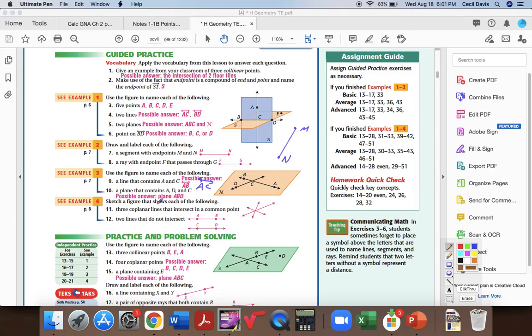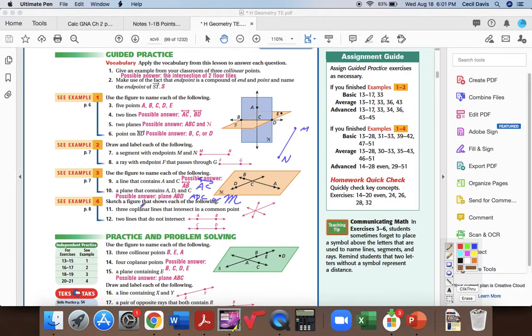All right, a plane that contains A, D, and C. If it contains A, D, and C, and those are non-collinear points, the most natural name for this is ADC. The simplest name would be plane M. Remember that capital script letter or italicized letter is the name of the plane. They decided to call it ABD, probably the least natural name for this one.